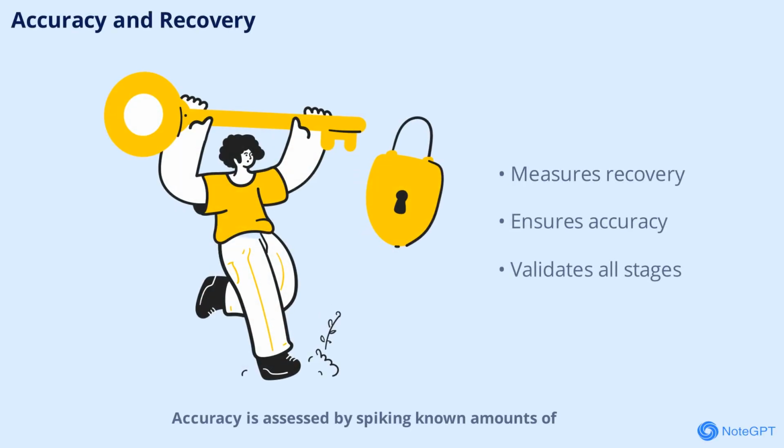Accuracy is assessed by spiking known amounts of drug into the dissolution medium and measuring recovery. The acceptable range is typically 95 to 105% of the amount added. For delayed release forms, special validation is needed for the acid stage, with a limit of not more than 10%. These checks ensure that the assay can accurately quantify the drug under all test conditions.